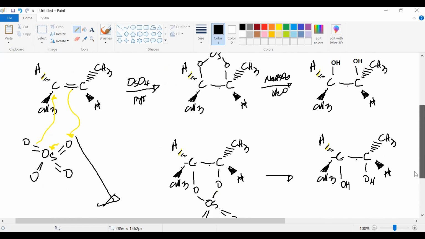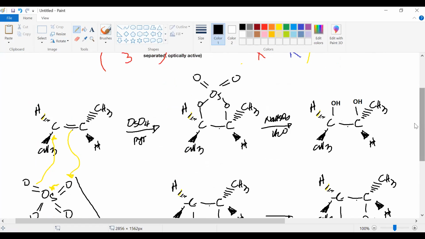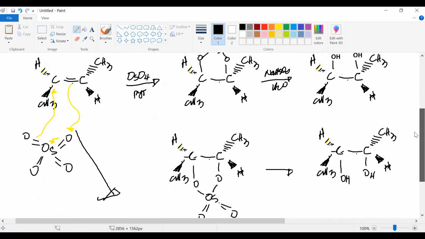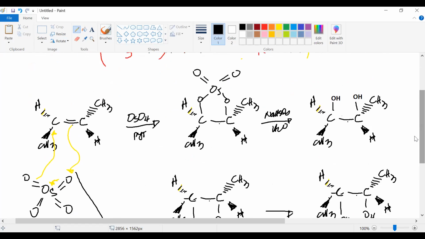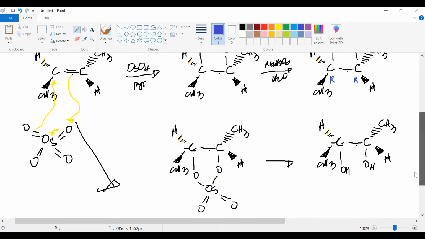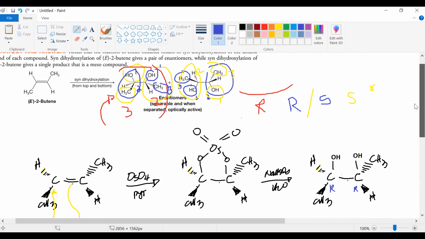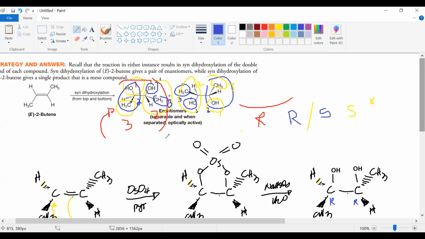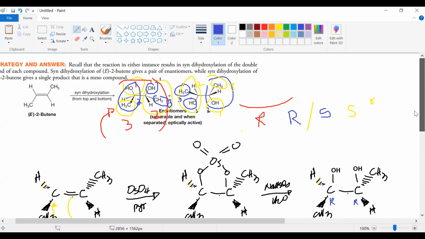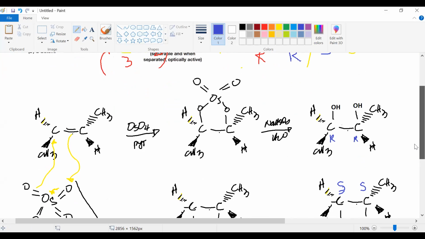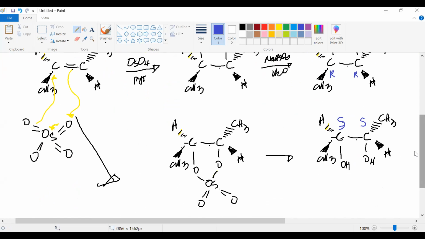And once you get your chiral centers, you will have to determine the stereochemistry of each carbon atom. So if this is RR, you have your RR, and the other one is SS. So the two actually are enantiomers of each other. So from a trans, what you get is a pair of enantiomers. You can distinguish which of the two, if they are obtained in a racemic mixture. If they can be separated, this one is optically active, and the other one is also optically active.